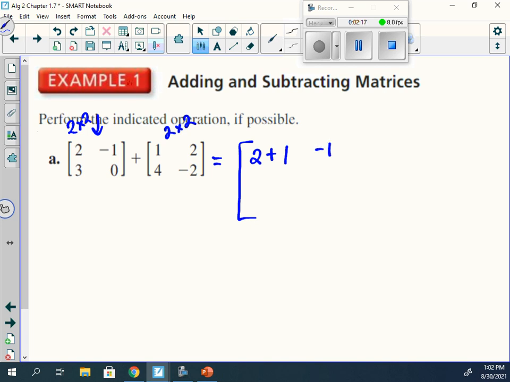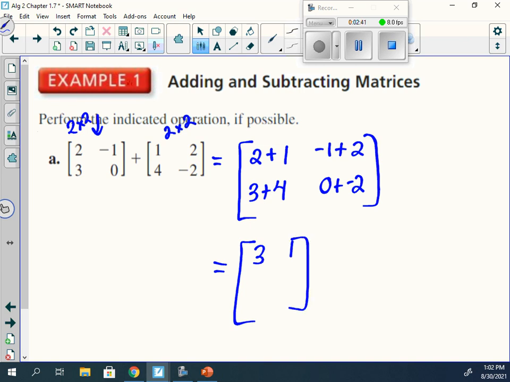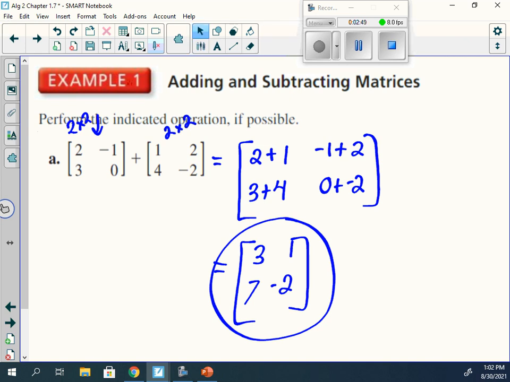Our next element in the first one is negative 1 plus 2. Plus 4. Or 0 plus negative 2. Then we can simplify. 2 plus 1 is 3. Negative 1 plus 2 is 1. 3 plus 4 is? And 0 plus negative 2. And that's it. That's all we have to do for this here. Any questions on this here?